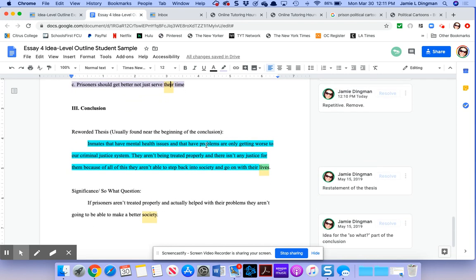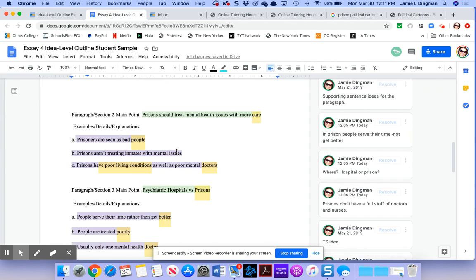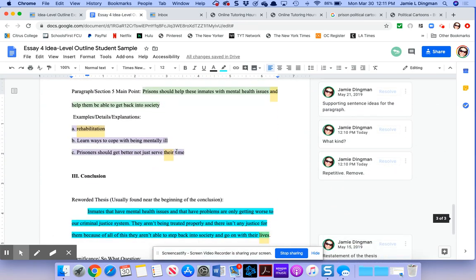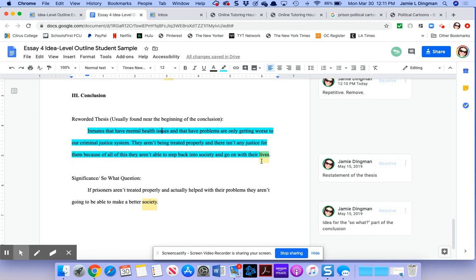And don't forget, there are two main things you need to do in the conclusion: restate your thesis and address the significance of the topic. So right here, you want to find a way to start rewording your thesis idea, which was up here at the top. Again, remember, we're not just copying and pasting, we're restating the thesis. Inmates that have mental health issues and that have problems are only getting worse in our criminal justice system. They aren't being treated properly, and there isn't any justice for them. Because of all this, they aren't able to step back into society and go on with their lives.